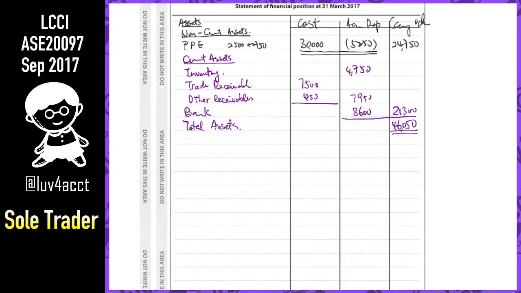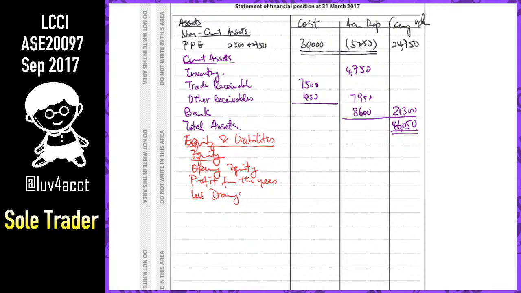Okay, next you have equity. Let me use red. Equity and liabilities. Okay, equity. You have opening equity, profit for the year, less drawings. Okay, and then you have closing. Okay, you do not have profit yet. Do you have drawings?